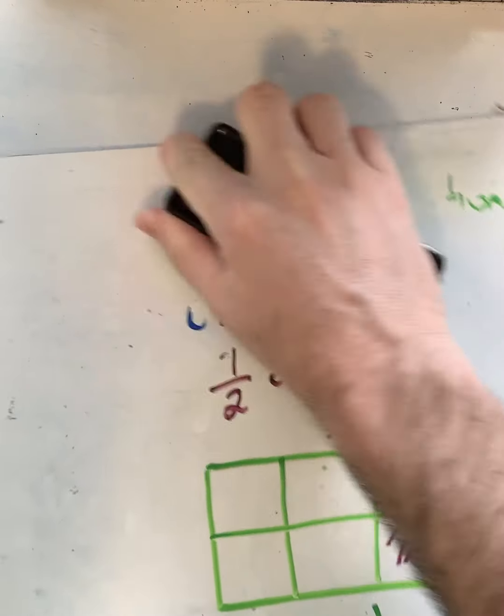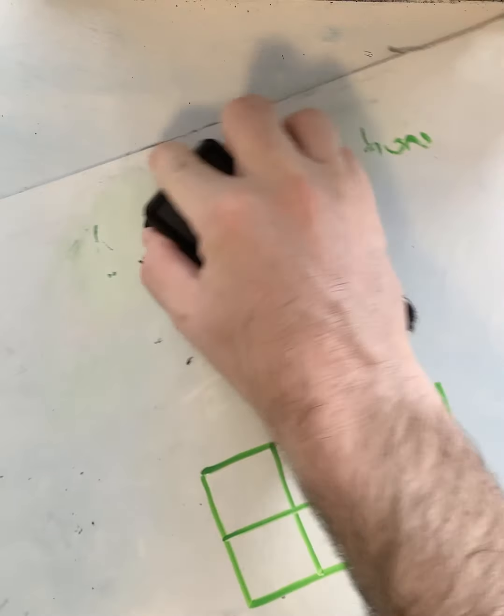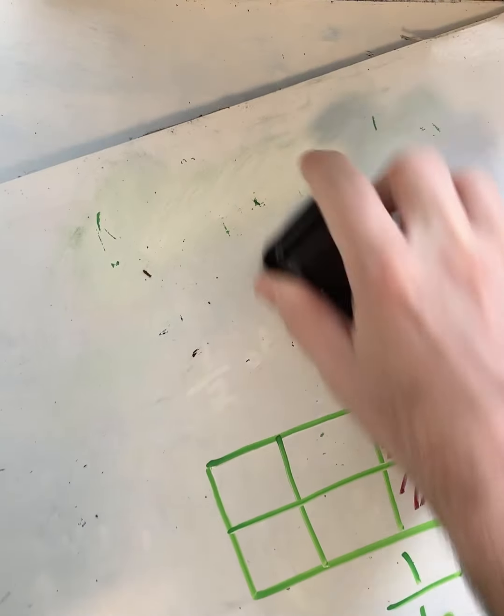So when multiplying fractions, oh, this is not, remind me not to use that green again, it looks like. Jeez.